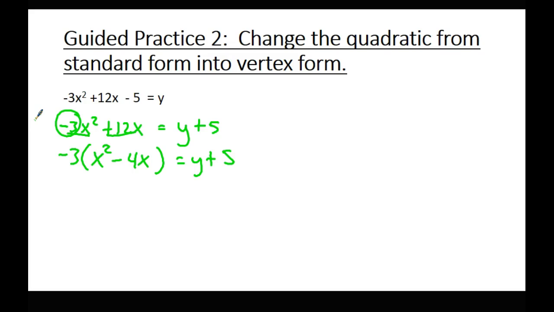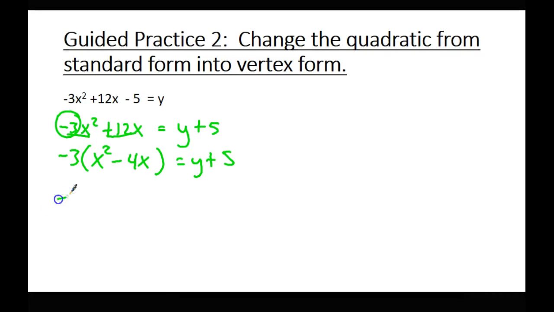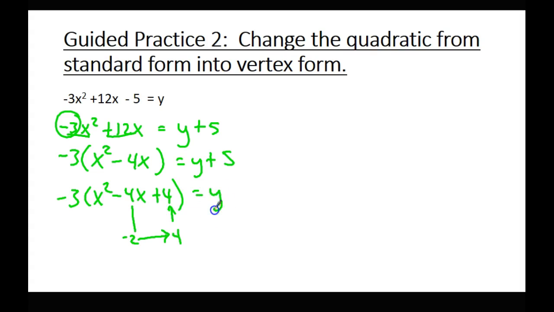Look at your example. See if you guys can get step 3. Close. +4. The reason it's plus is because when you square it, remember how you take half of this number and then you square it? When you square it, it becomes positive. It'll always become positive. So +4. Okay, go ahead and do step 5. Fix the balance.